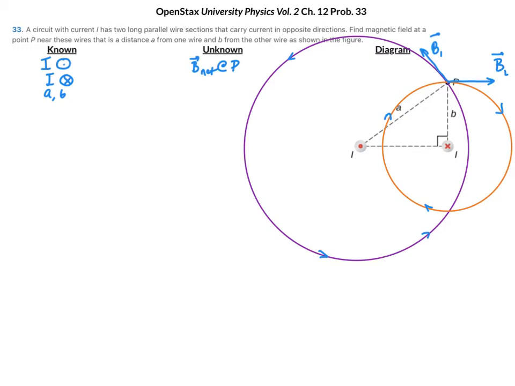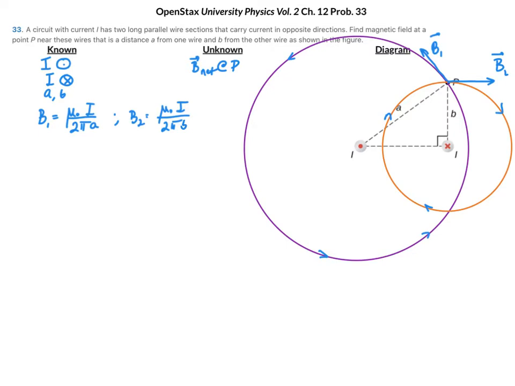Now we can write down what those magnetic fields are. I know that B1 is mu naught I divided by 2 pi times the distance from here to there, and that is just A. Then B2 is mu naught I divided by 2 pi times the distance from the current to this point, so that is B.